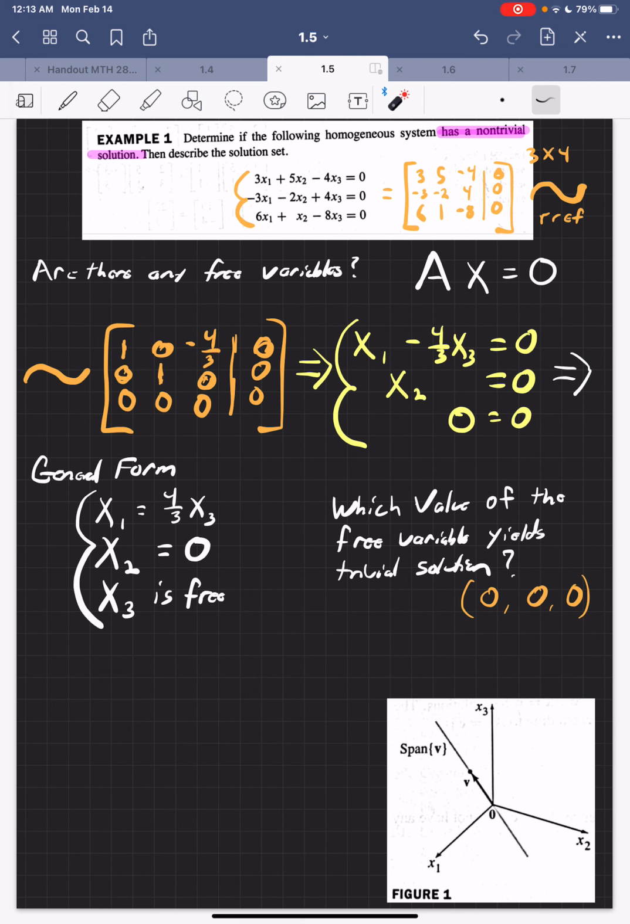Well, of course, if you let x sub 3 equal 0, wouldn't that be required? If you let x sub 3 equal 0, well, x sub 2 is already 0. And now if you take x sub 3 and take that 0 and plug it here, 4/3 of 0 is also 0. So that's a fairly easy question.